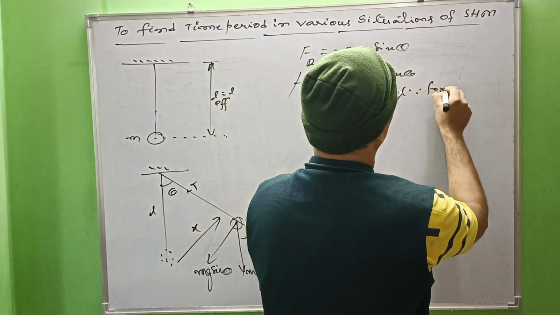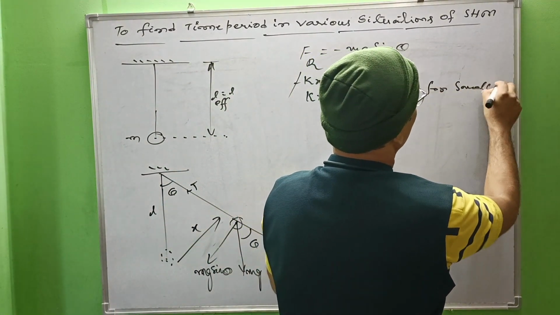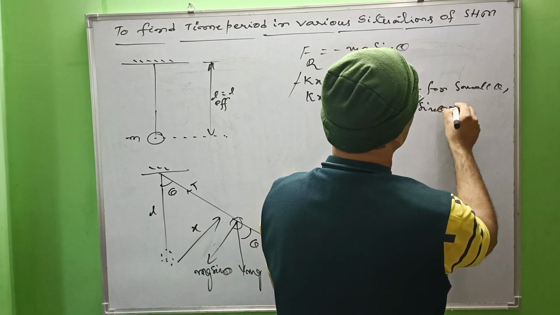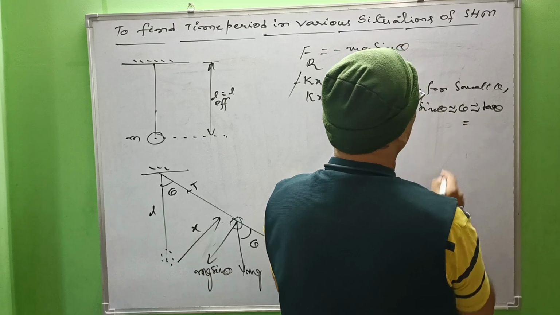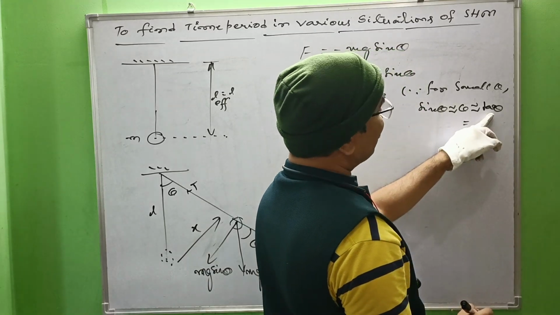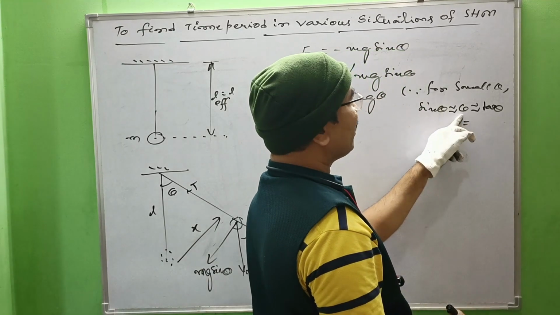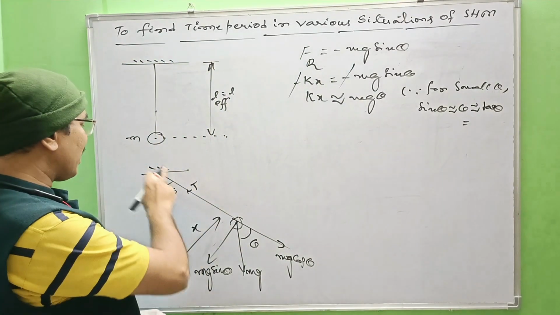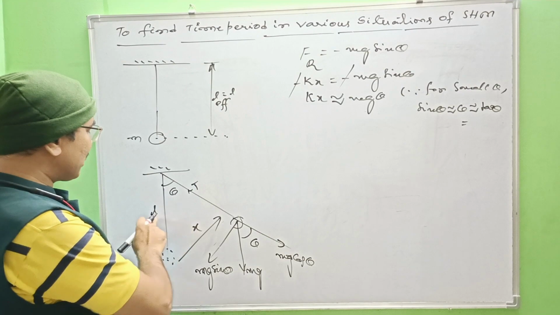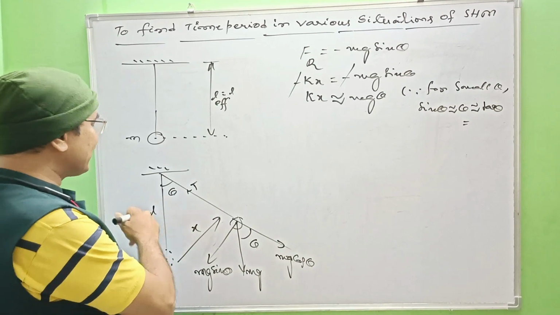Since for small theta, sin theta is almost equal to theta, almost equal to tan theta, that is, sin theta equals tan theta for small theta, almost equal to theta. Sin theta is the opposite side by the hypotenuse. See this triangle: opposite side by hypotenuse, opposite side x by l, that is x by l.